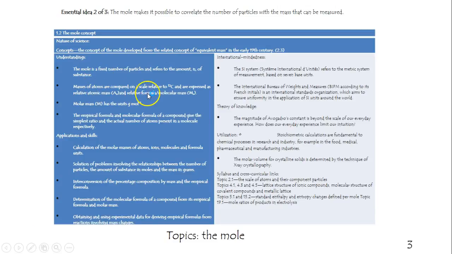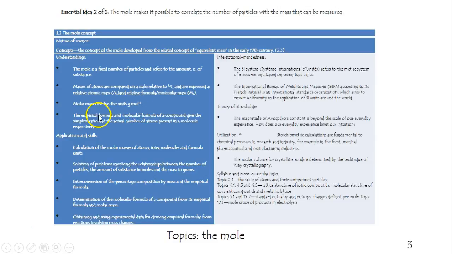Masses of atoms are compared on a scale relative to carbon-12, since the number of atoms in exactly 12 grams of carbon-12 is how that amount was defined. And it's expressed as relative atomic mass, Ar, or amu. And there's also the relative formula mass, which is capital M. Molar mass, which is the most important and most commonly applied aspect of the mole, has the units of grams per mole.